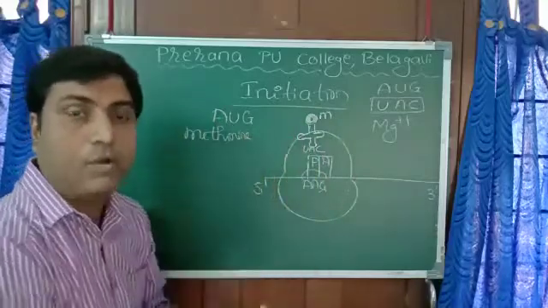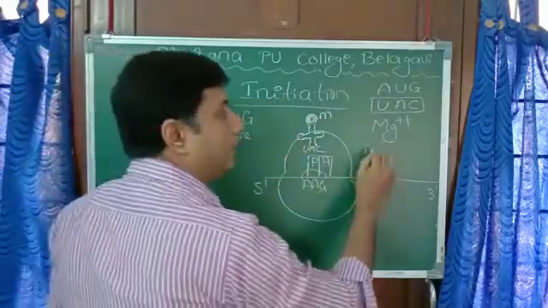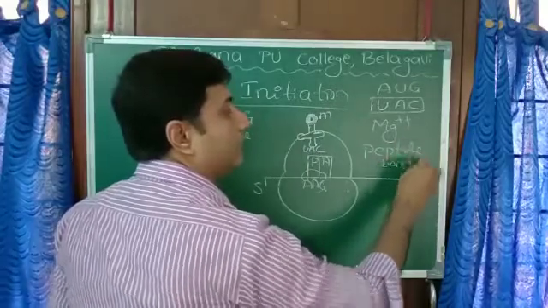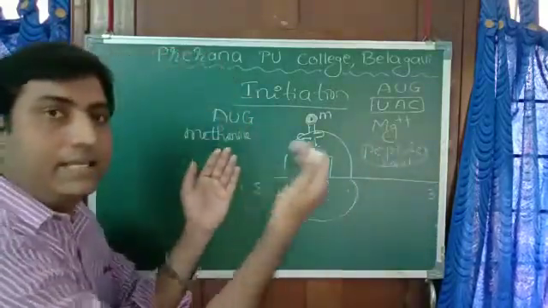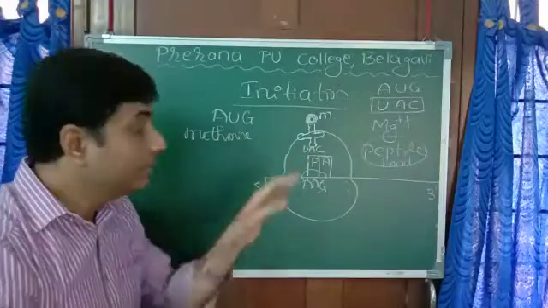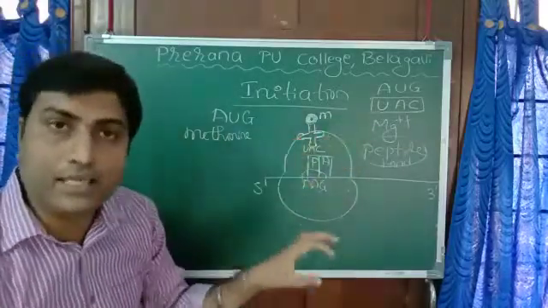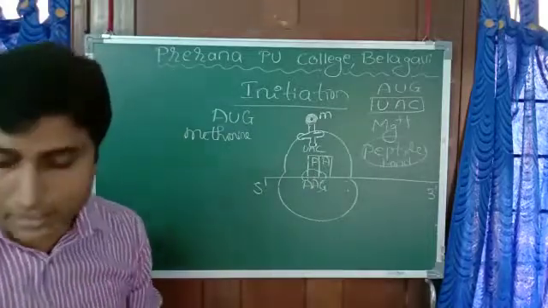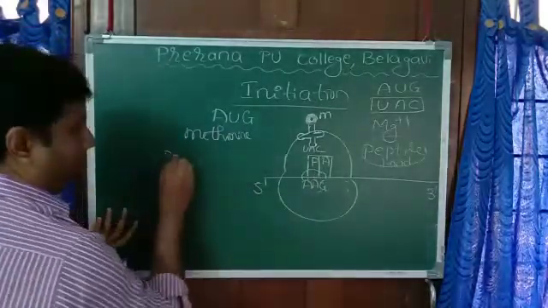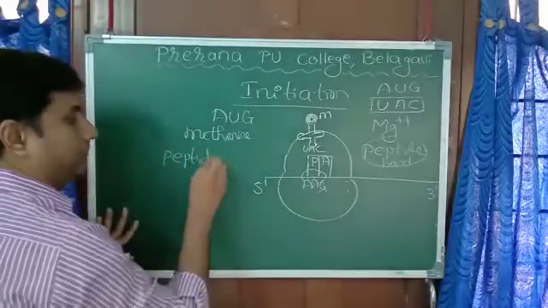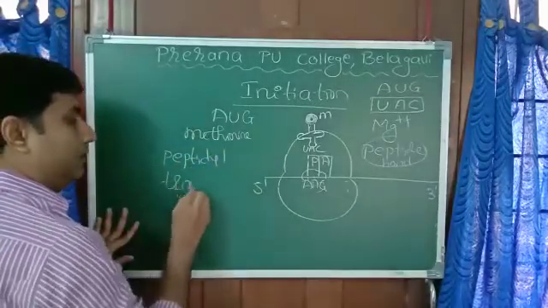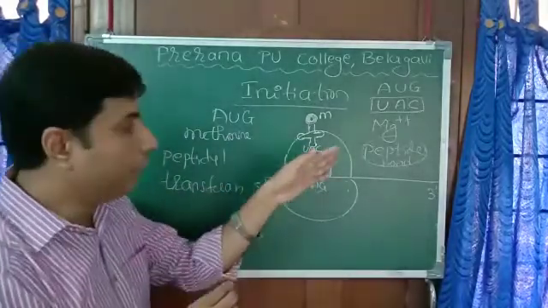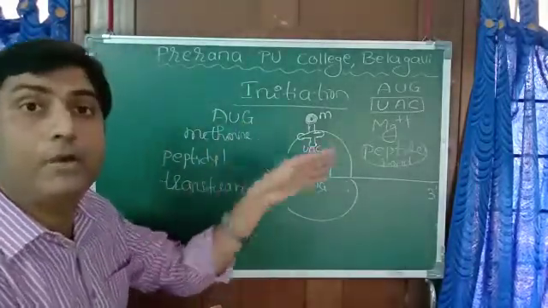linking each other. By which bond? By peptide bond. Okay, they start linking each other. And this is catalyzed by one enzyme, and its name is peptidyl transferase. Okay. So like this, the formation of a chain of amino acids starts.